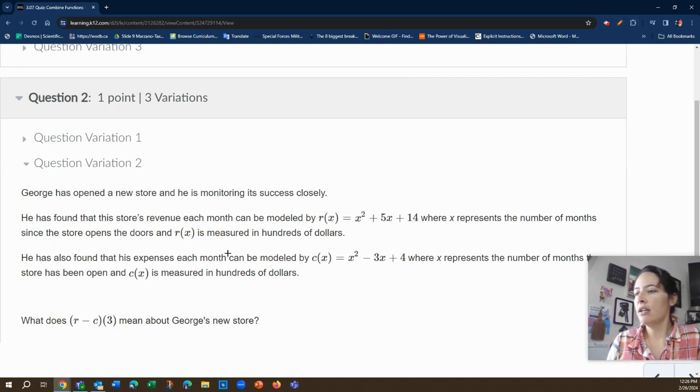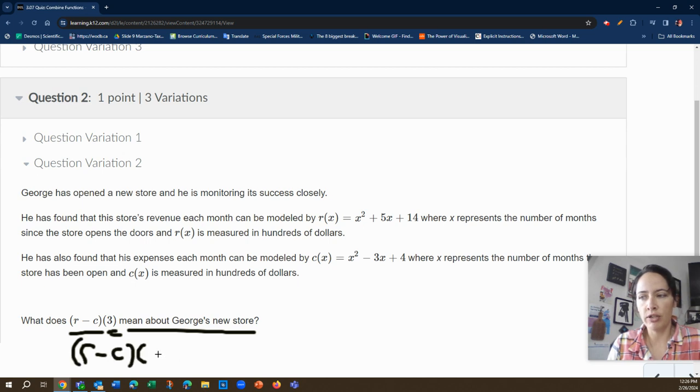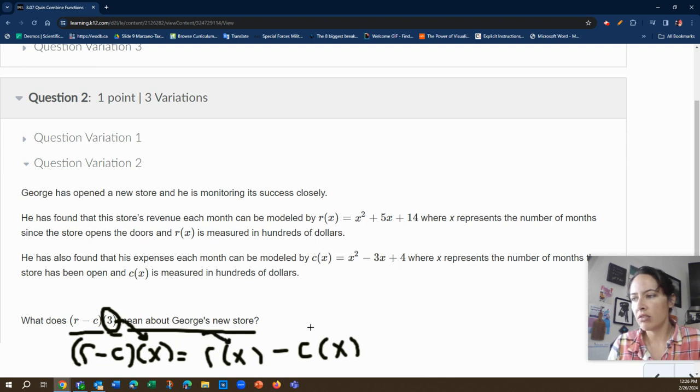All right, let's see. Now, they're asking you, what does (R minus C) of 3 mean about George's new store? Okay, well, let's just go to what we've learned. And again, we would have had this in our notes or from our book. (R minus C) of x is the same thing as R of x minus C of x. So now with this new bit of information, with the 3 being there, we would just replace the x with 3 here and here. So that would become R of 3 minus C of 3.